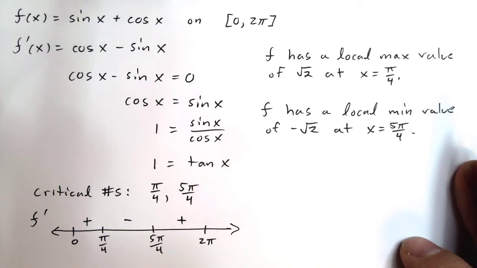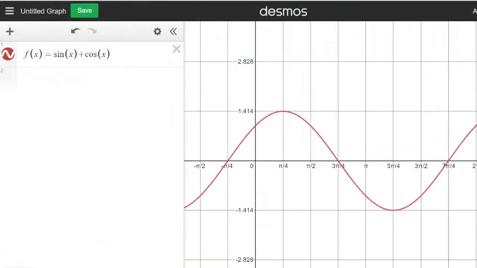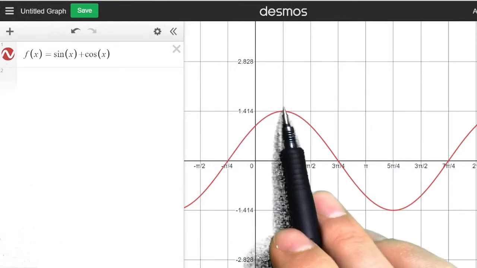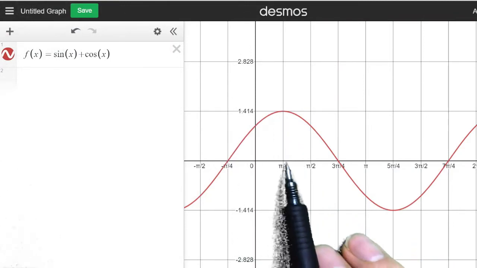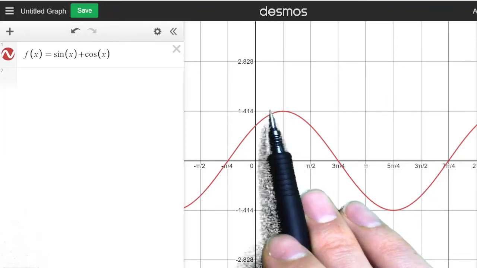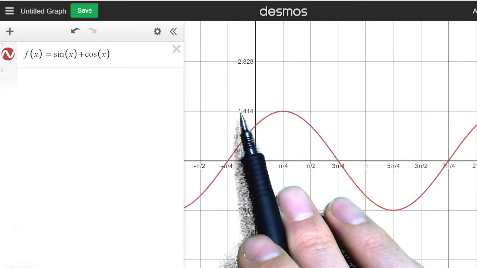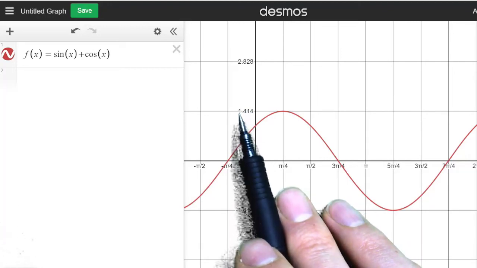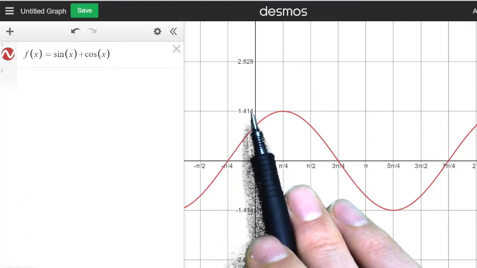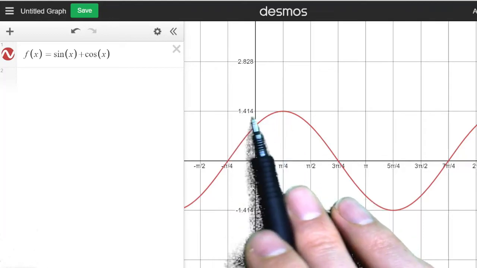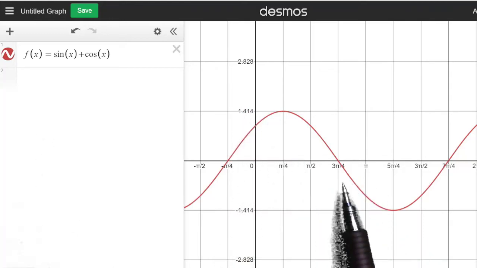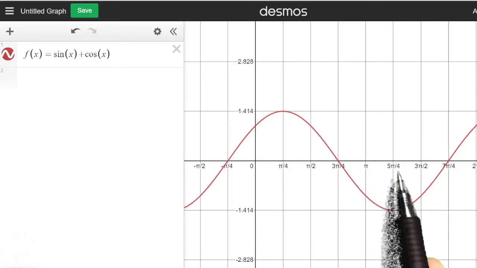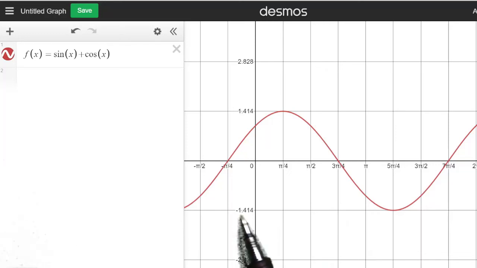Okay, so let's take a look at the graph just to verify that things look okay. Here's the graph, and now where's our local maximum? Right here, right? And that happens at pi over 4. And the height of the graph, sure enough, is 1.414. That's square root of 2. Square root of 2 is 1.414, and it keeps going. This is an approximation, right? So that looks right. And we have a local minimum over here. That happens at 5 pi over 4. And the value of the function there is negative root 2. So it matches exactly what we found.